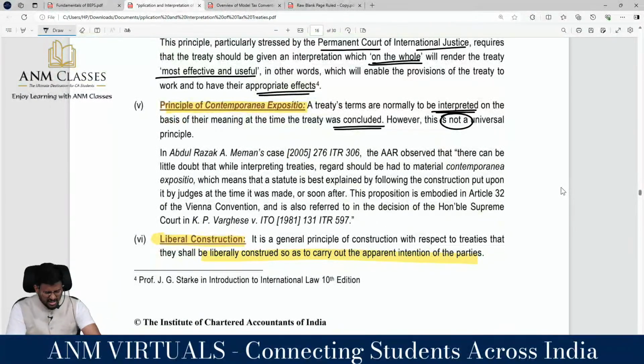The principle of contemporanea expositio. What is it? A treaty's terms are normally to be interpreted on the basis of their meaning at the time the treaty was written. Whatever meaning existed when the treaty was written. Say the treaty was written in 1960 or 1970 and says phone. Then phone meant a dial phone, not a mobile phone. Is there any use interpreting it today with a dial phone? So contemporanea expositio, put it on.